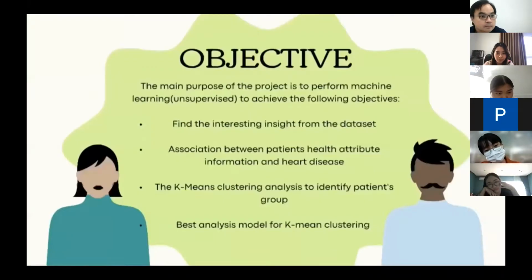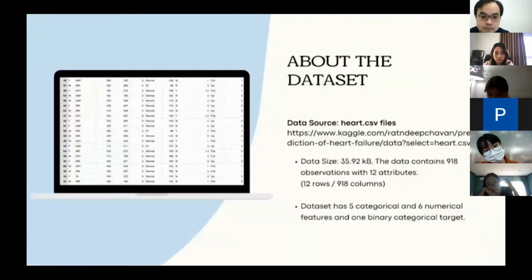The main purpose of this project is to perform machine learning to achieve interesting insight from the data set: the association between patient health attribute information and heart disease, the k-means clustering analysis to identify patient groups, and the best analysis model for k-means clustering. Let's move on to the data set, which contains 918 rows with 12 columns. I got it from Kaggle, where the data set was created by combining different data sets that are already available independently but not combined before.